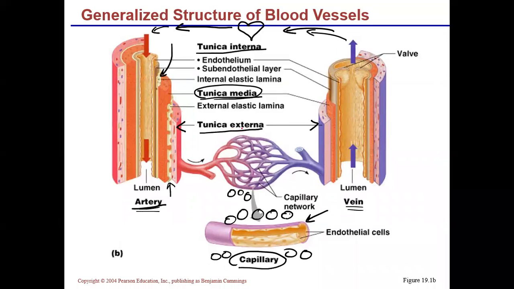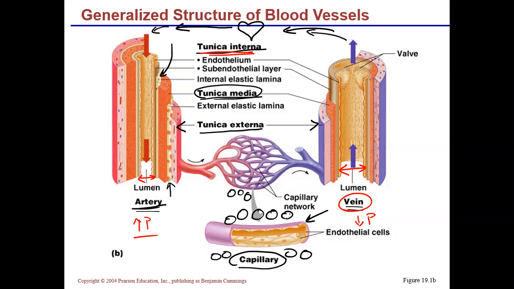In terms of the tunica interna, tunica interna is on the most inside. And again, they are very similar, but take a look right over here. The vein has a larger diameter. The arteries have a smaller diameter. Again, keep in mind that there is a higher pressure in arteries and lower pressure in veins.